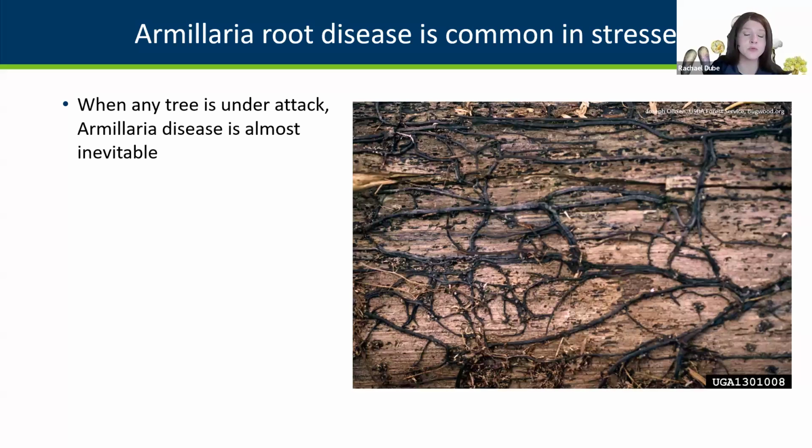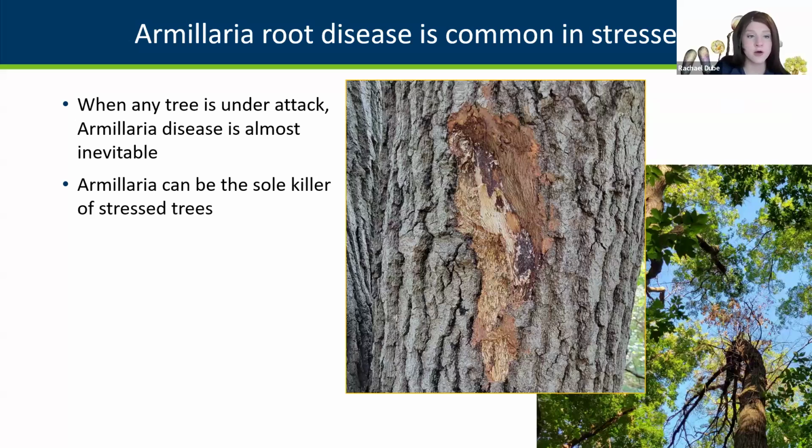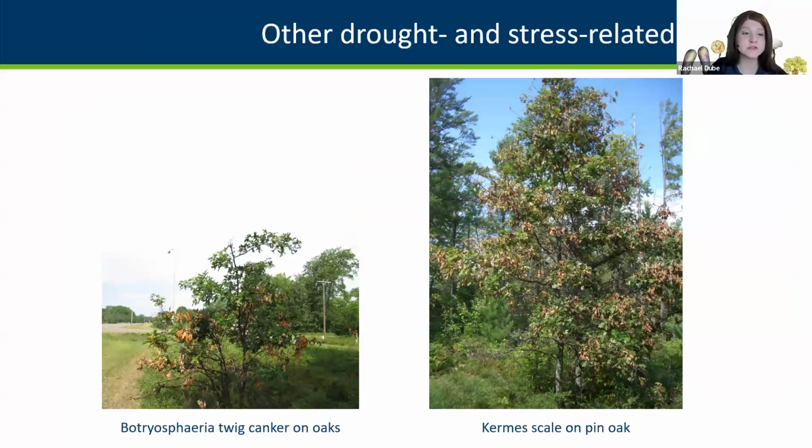So something to keep in mind when you're seeing dying oaks on the landscape. Of course, there are other opportunists out there that will more easily stress trees during droughts. Just a couple of examples of these on oaks are the Botryosphaeria twig canker, as well as Kermes scale insects, here showing on a pin oak. So there can be a whole host of factors, again, that are leading the tree down this decline spiral.